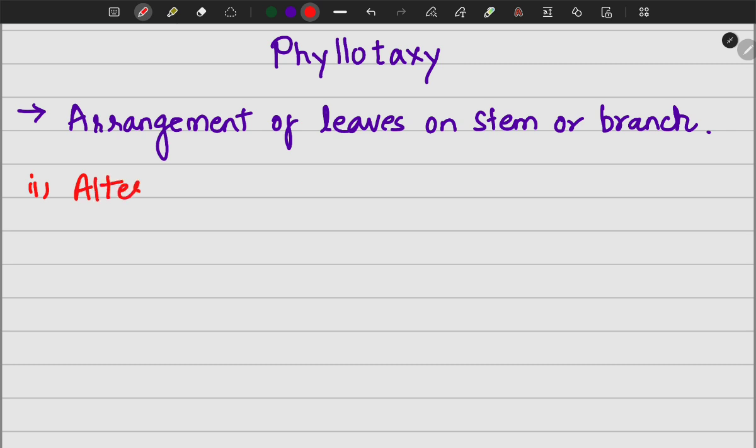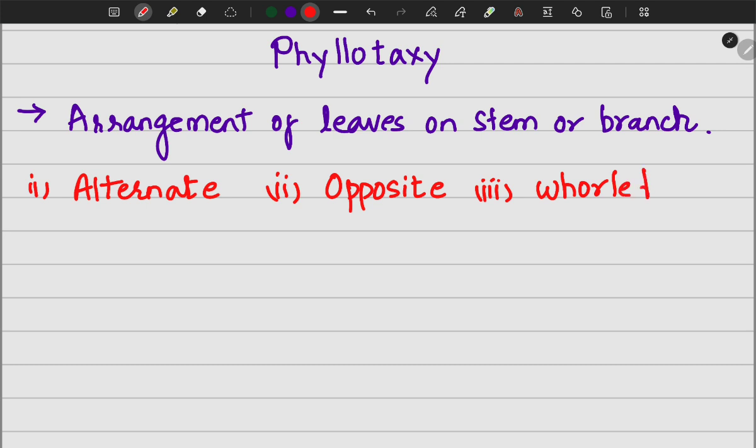First one is alternate, second one is opposite, and third one is whorled. These are the three types of phyllotaxies we will study about. So let us start with the alternate.